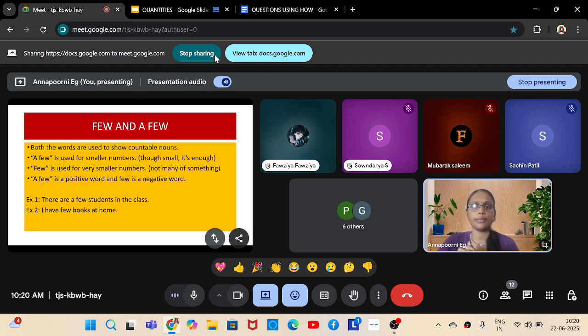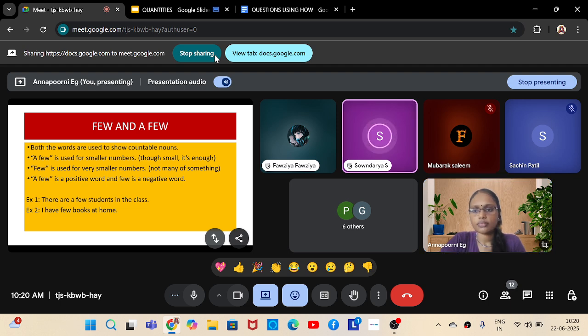Okay, for example, I have given 2 sentences. Soundarya, you can read them. There are a few students in the class. I have few books at home. All right. So, there are a few students in the class. Students is a countable noun. Similarly, I have few books at home. Books is also a countable noun.